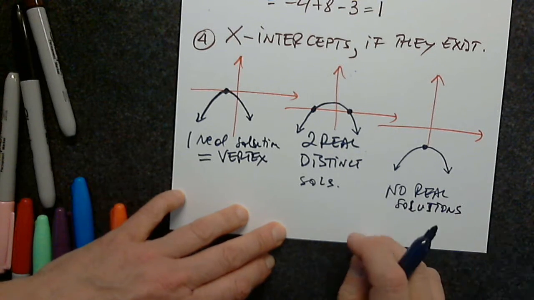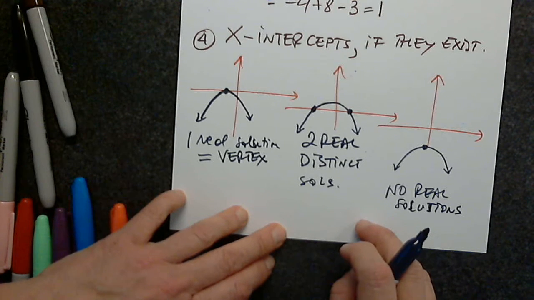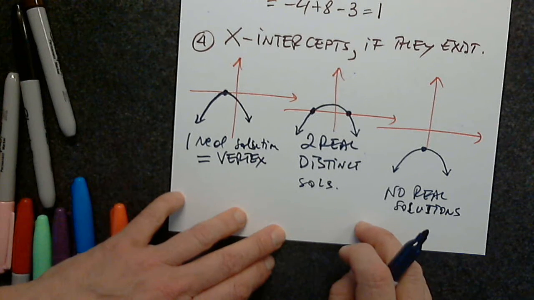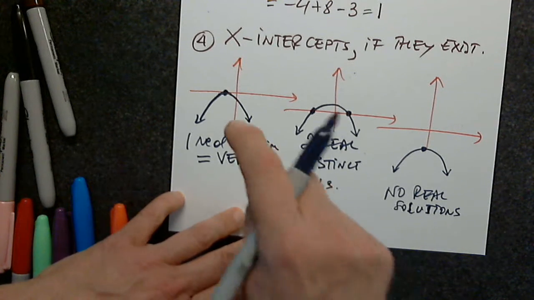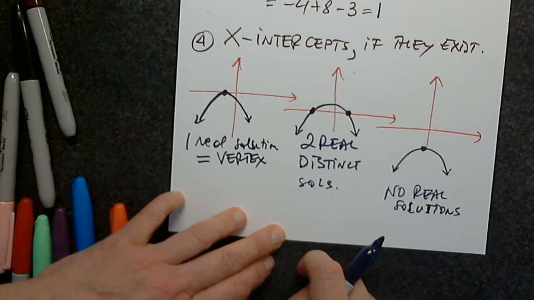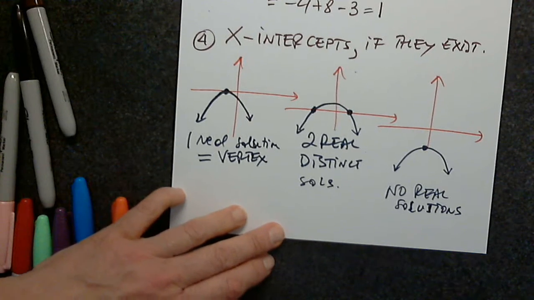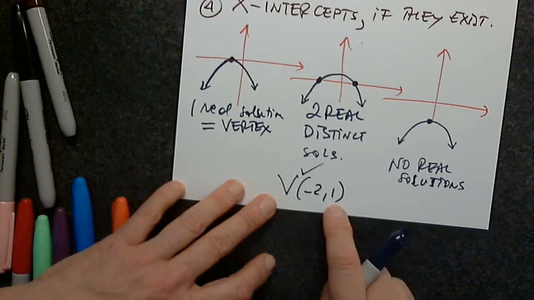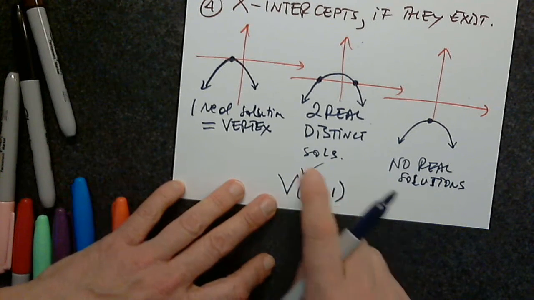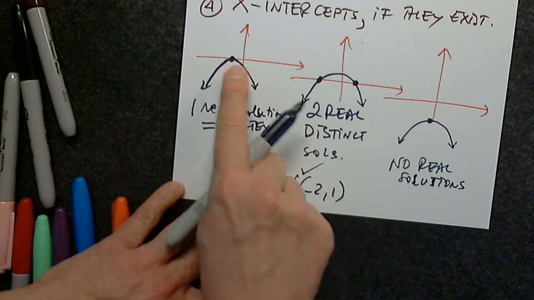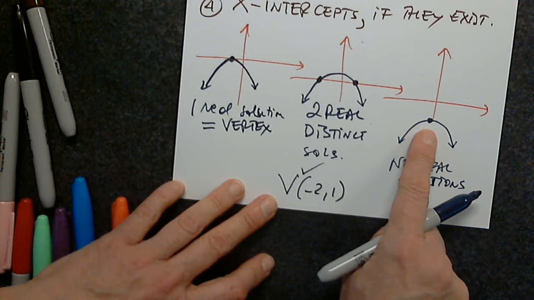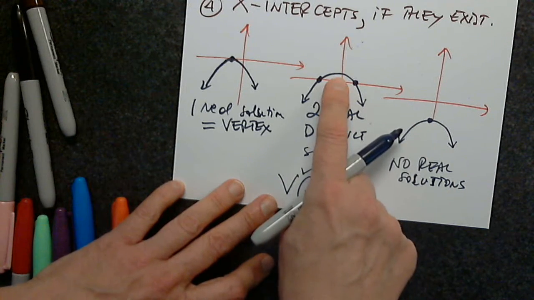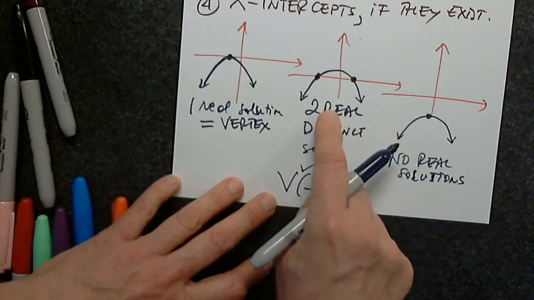And if our vertex is -2, 1, then which case would it be? So is it case 1, case 2, or case 3? Yes, it would be the middle one, because the vertex is -2, 1, which means the highest y value is not 0, is not negative. It doesn't stay below the x-axis, but it's a positive number. So it must be this case.